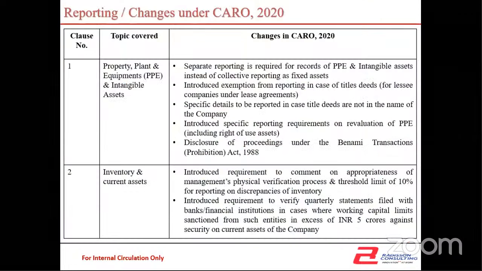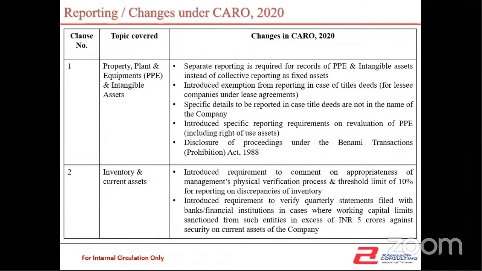Clause number 1, property, plant and equipment and intangible assets. First point, separate reporting is required for records of property, plant and equipment and intangible assets instead of collective reporting as fixed assets. Earlier, intangible assets were not required and PPE was called fixed assets because in the old system of accounting standards, we had AS 10 fixed assets and AS 6 depreciation. Now AS 10 and AS 6 have been merged to form the revised AS 10, that is property, plant and equipment. Also in Ind AS, we don't call fixed assets fixed assets. We call them property, plant and equipment. So the terminology has been updated to bring them in line with the accounting standards.